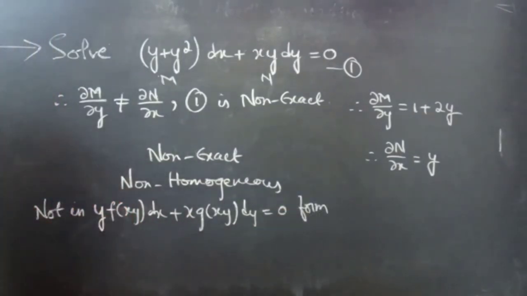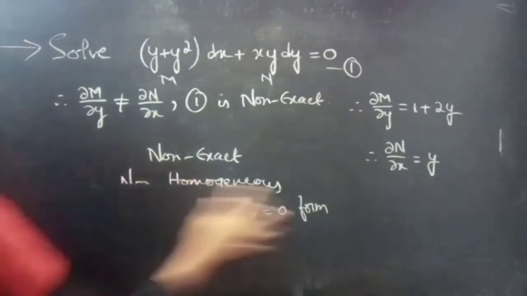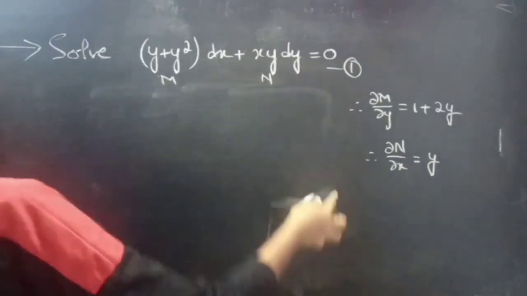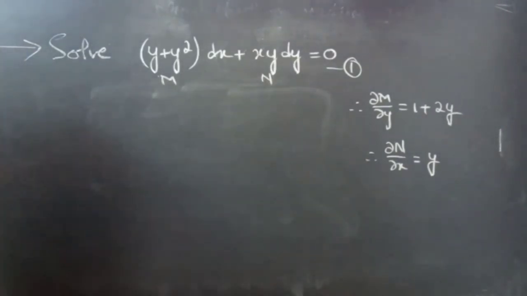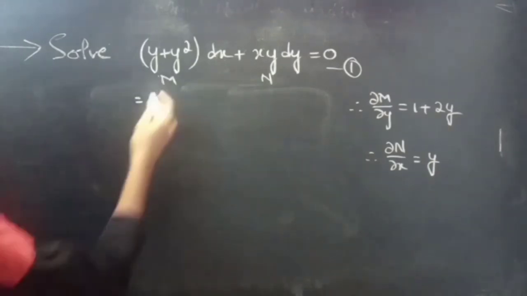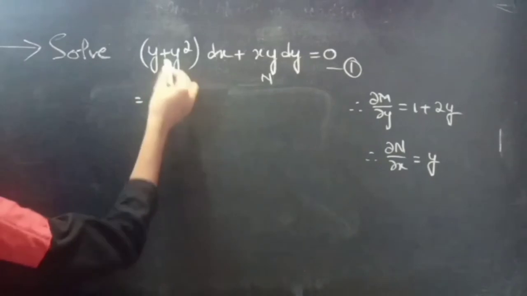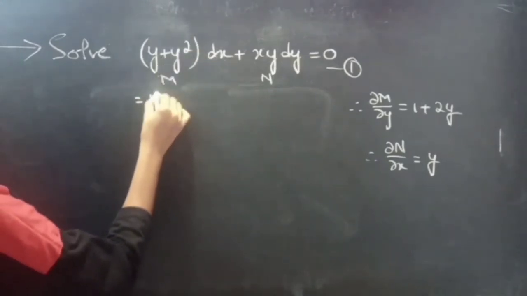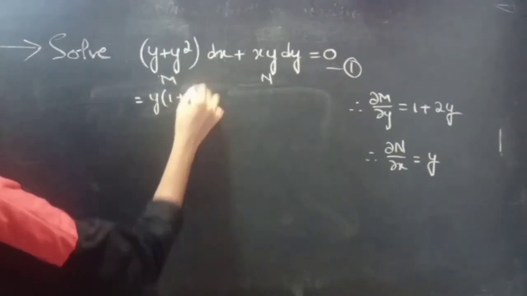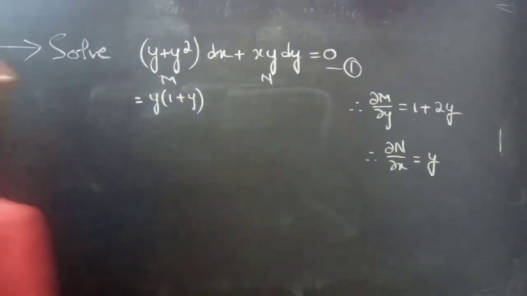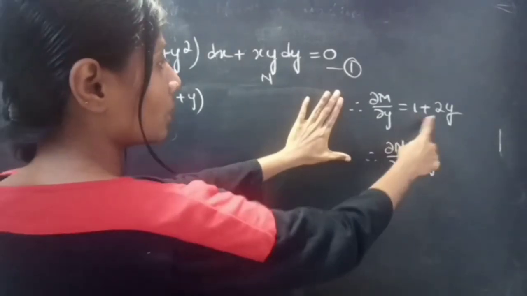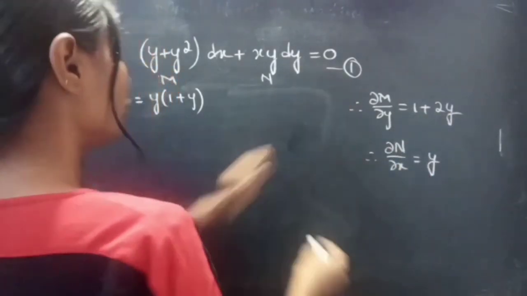Now, by observing the partial derivatives of M and N, we can find the suitable method. You have M = y + y². Take y common from these two terms and you'll get y(1 + y). Now coming to the partial derivatives, here you have 1 + 2y and y.